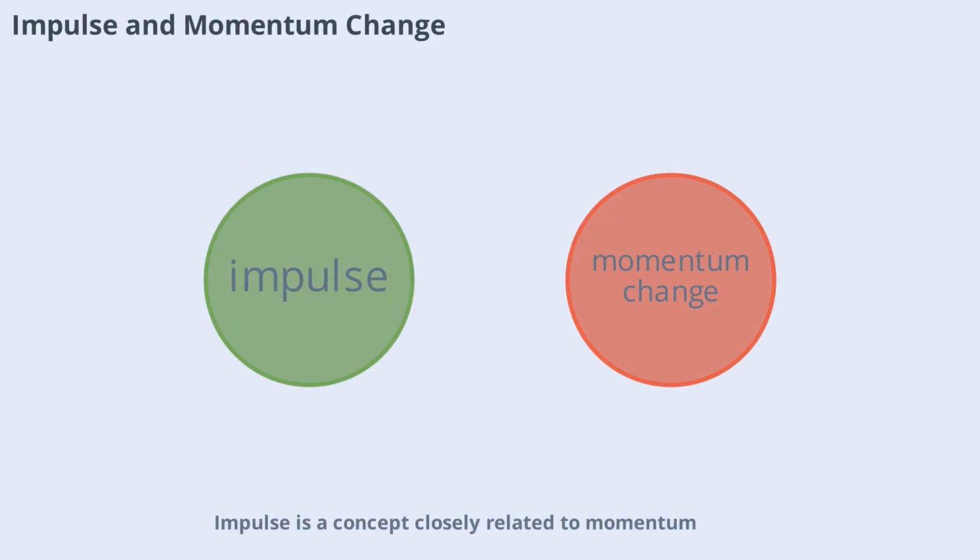Impulse is a concept closely related to momentum. It refers to the change in momentum caused by a force applied over a period of time. For example, when you hit a baseball with a bat, the force of the bat over the short contact time changes the ball's momentum. The greater the impulse, the bigger the change in momentum. This idea helps us understand how forces affect moving objects.